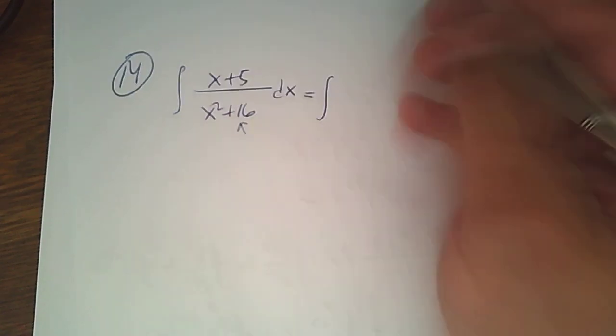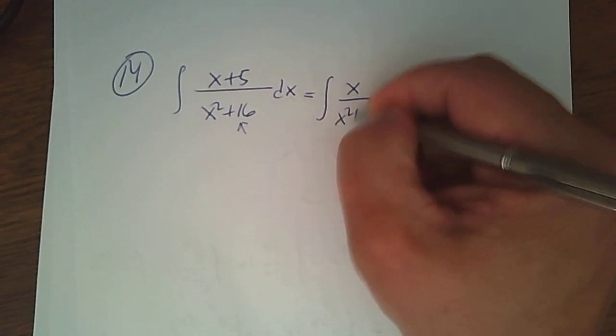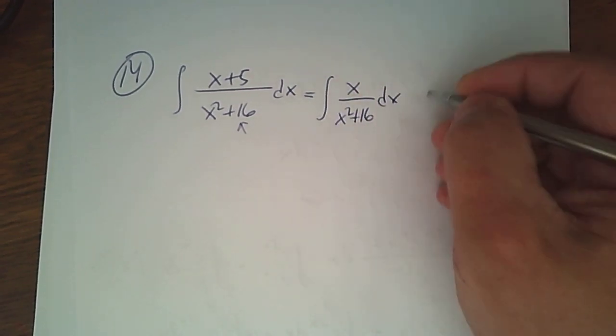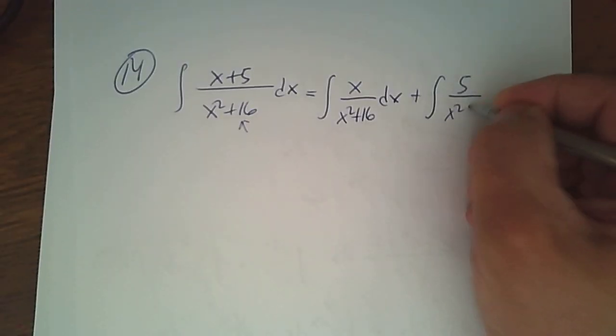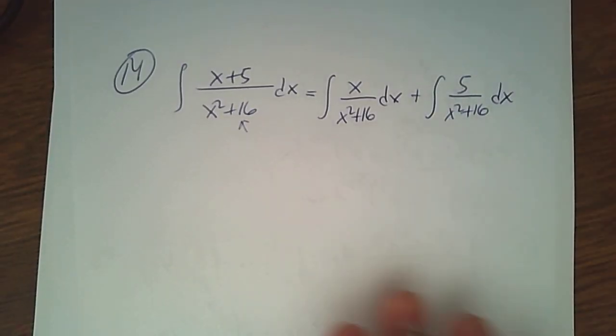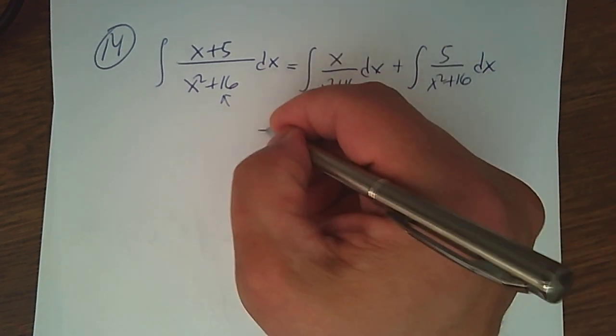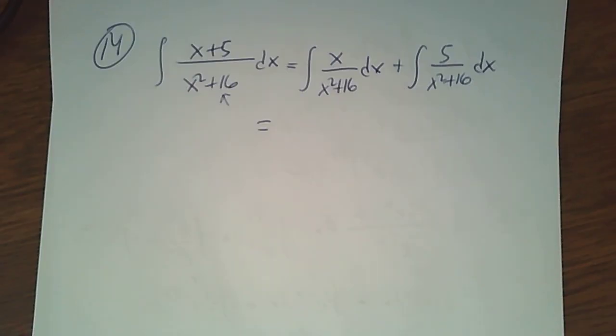Because it's a binomial on top, I'm going to separate. So we're going to have x, and then we're going to have 5. I need a monomial in the numerator to make this easier. So here's another technique for that toolbox. What do I do when all the other options kind of go away?